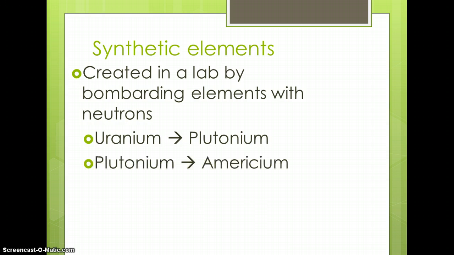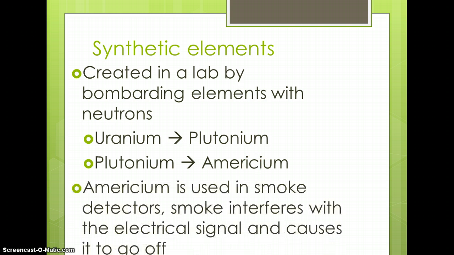Another one that they do, they take the plutonium that they just created, they shoot neutrons at it again, and they make something called americium. So again, a man-made element, but this one actually has uses in your common household smoke alarm. So americium is used in smoke detectors.